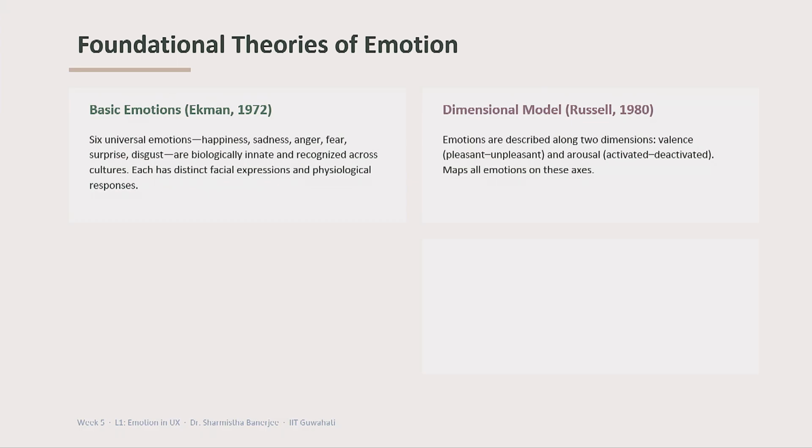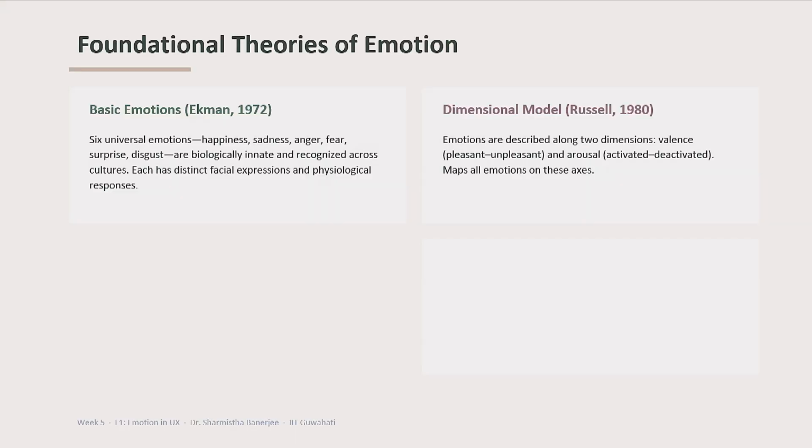The dimensional model comes from 1980. Emotions are described along 2 dimensions: valence, which is pleasant or unpleasant, and arousal, which is activated or deactivated. So it maps all emotions on these axes. If I take happiness, happiness is pleasant, and then I can take sorrow, which is on the unpleasant spectrum.